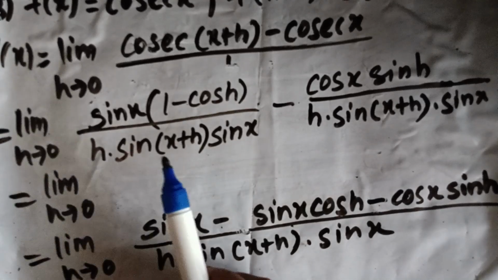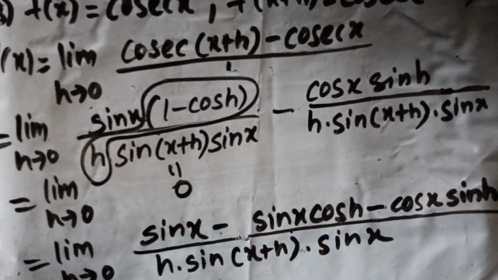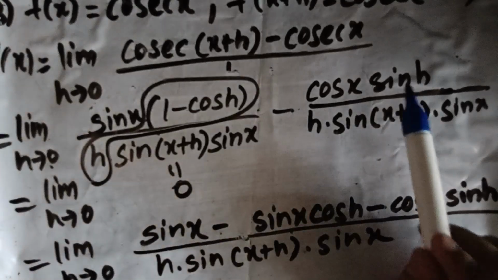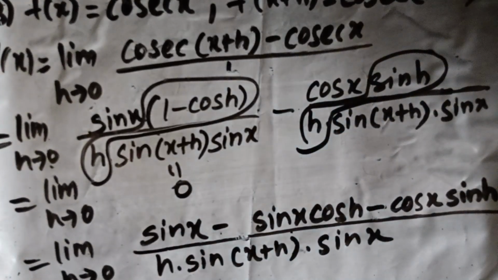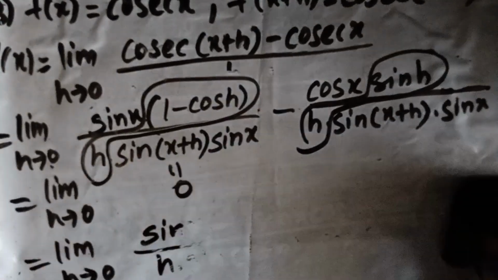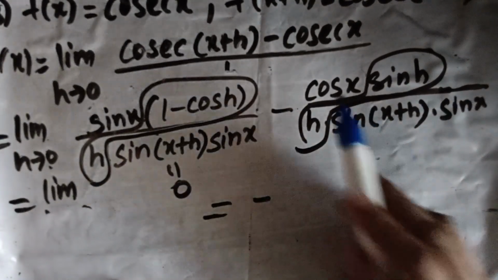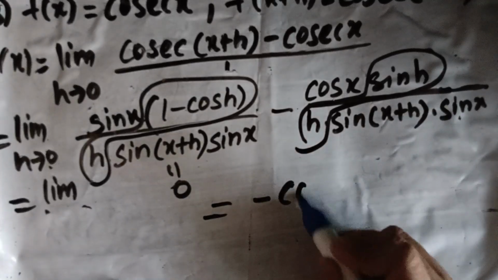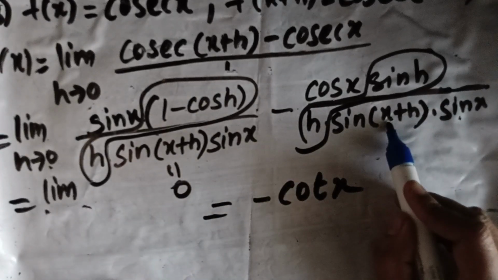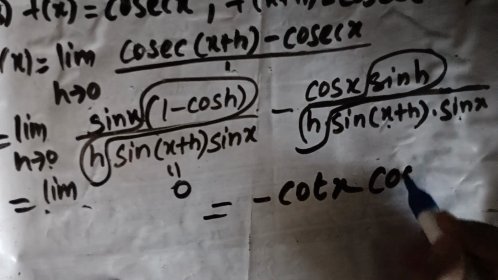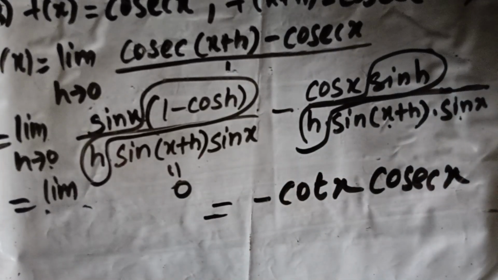So this thing becomes 0, so the whole thing becomes 0 as h tends to 0. Here this becomes 1, sin of h upon h. So we'll get here minus cos of x upon sin of x, which is cot of x, and as h tends to 0 this becomes sin of x. So 1 upon sin of x is cosec of x.